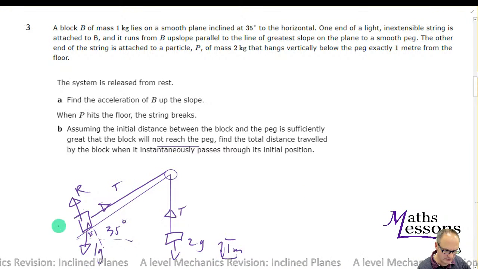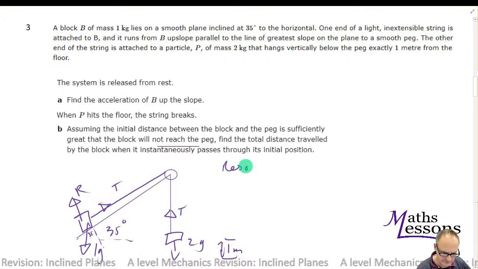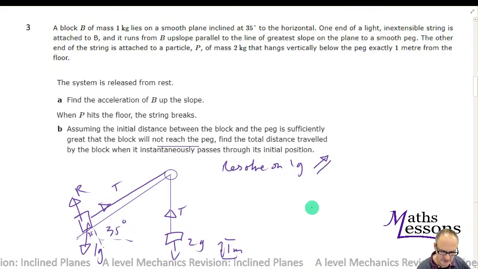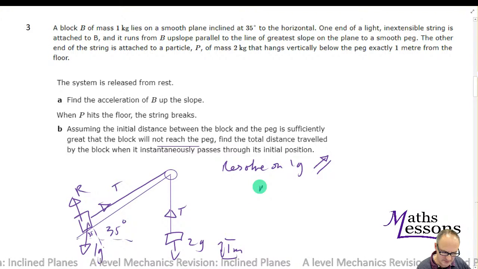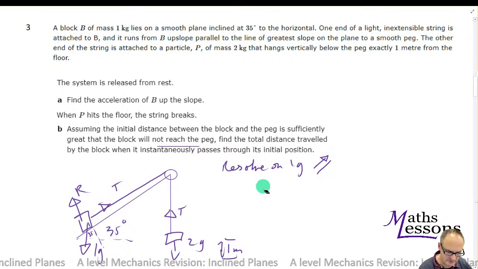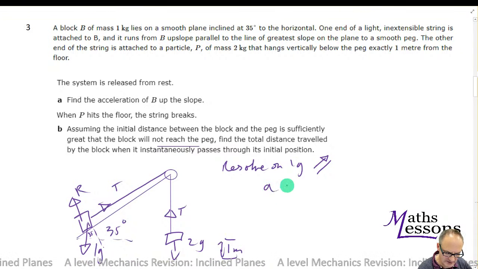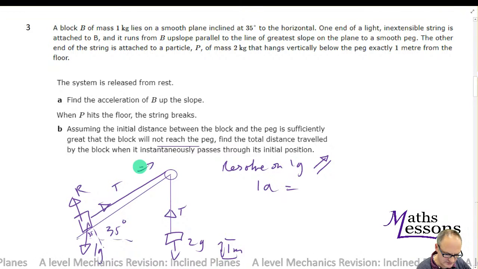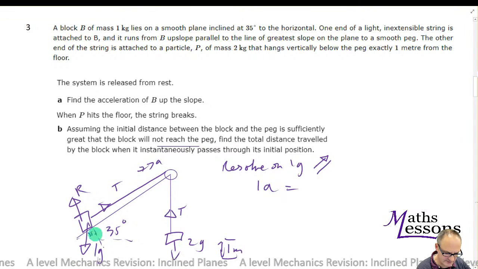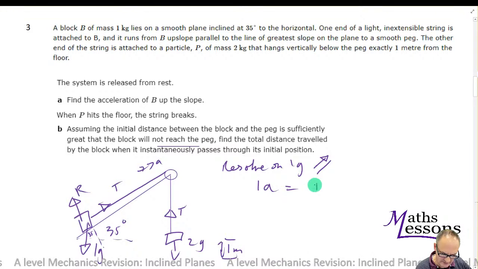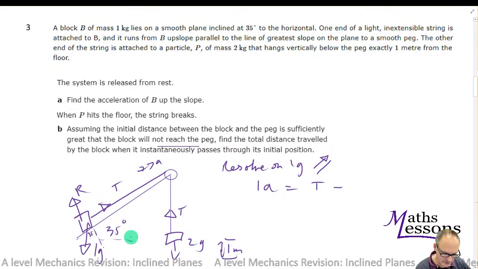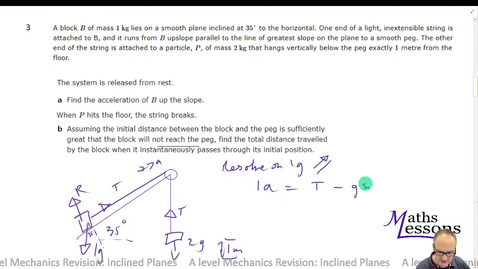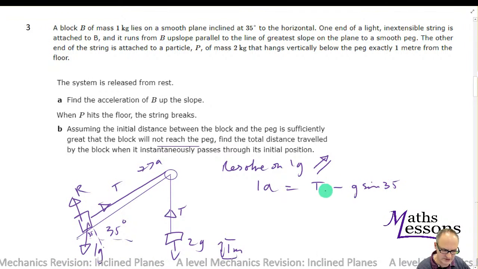So let's resolve parallel to the plane, on the 1g parallel to our plane. So we're going to have MA, so M is equal to 1, so get rid of the M. So we have A, or I'm going to write 1A just to remind ourselves, is going to be equal to everything in the same direction as acceleration, because we're going to assume it accelerates this way, because this weight's heavier and it's pulling it up. And we're going to have the tension pulling, and we're going to have minus the 1g times the sine of 35. It's the opposite side. So we're going to have g sine 35 acting against the tension.